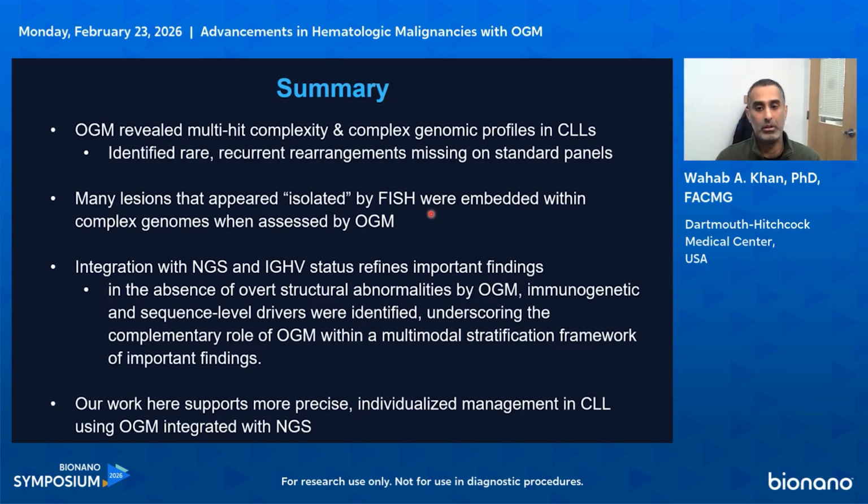So really speaking to the fact that if we didn't do this, we would classify that case a different way if we didn't do the follow-up genome mapping here. Integration with NGS and IGHV added another layer and refined some of the important findings. In the absence of an overt or OGM-negative case, the immunogenetic profiling and the sequence-level drivers are identified. So really underscoring the complementary role of OGM with these other multimodal approaches that we can use or that are at our disposal.